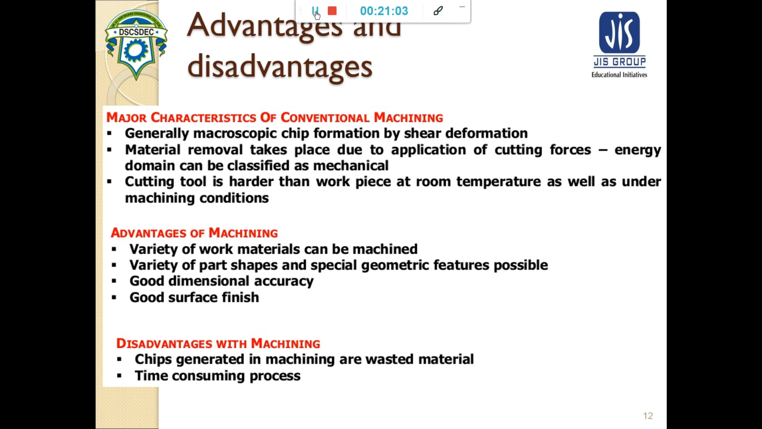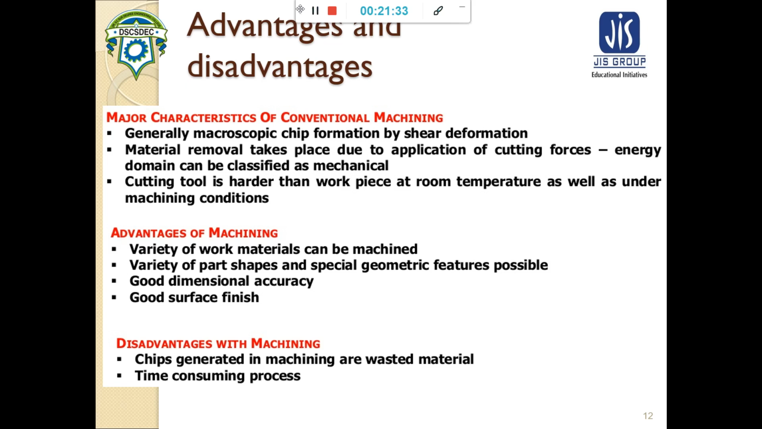And what are the disadvantages? The chip generated is a huge problem. This is one of the very huge problems, that is chip formation. Those chips which are formed are completely waste material, and that waste material requires a higher level of waste handling, and it is a time consuming process. These two are the main disadvantages of our machining process.